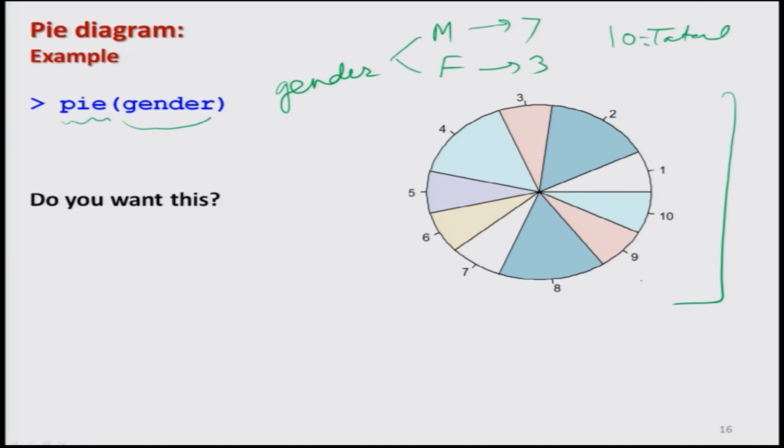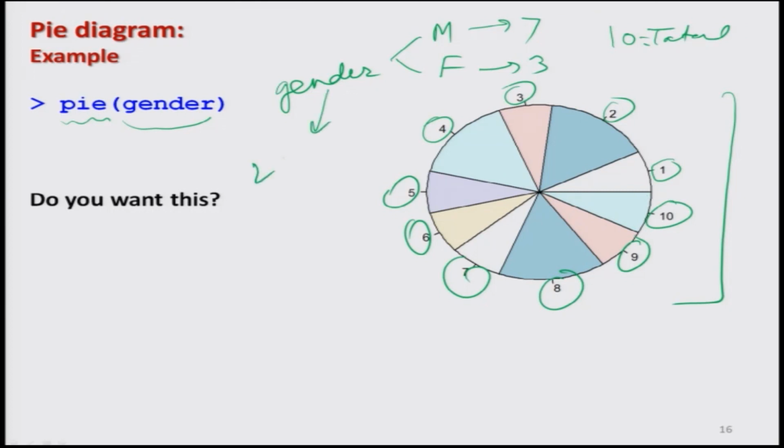What is this? Do you really want this? There are so many categories. How many? 1, 2, 3, 4, 5, 6, 7, 8, 9 and 10. But how is it possible? There are only 2 categories in your data, male and female. Because I have used gender directly, I have not used the table of gender. That is the common mistake which people make. But this is not really a mistake. R is doing whatever you asked it to do. You gave the data and it divided the data into 10 different categories.